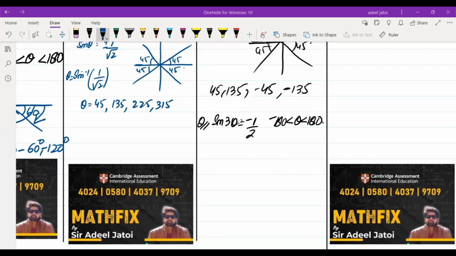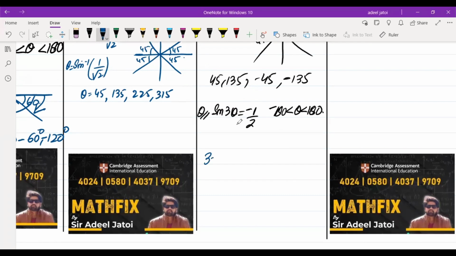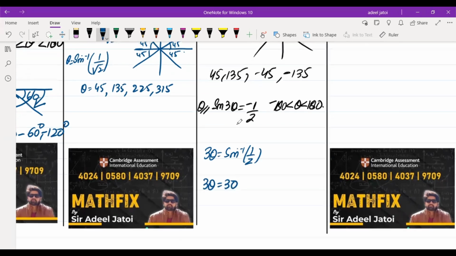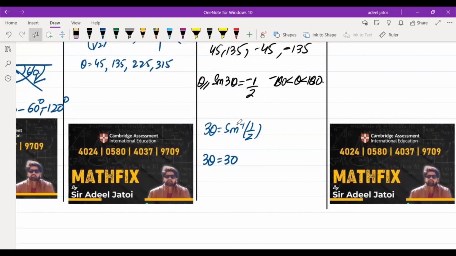For that, we'll do 3 theta is equal to sine inverse 1 upon 2. Now, what we know is that sine inverse 1 upon 2 is 30. So 3 theta is equal to 30. 30 becomes the basic angle. So when it is the basic angle, first we need to find out the angles related to the basic angle.